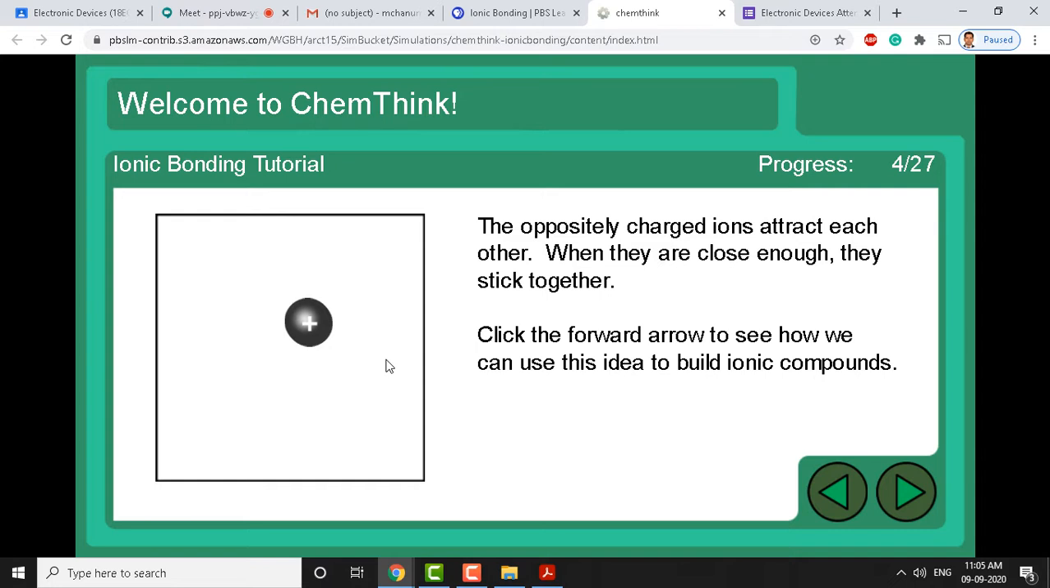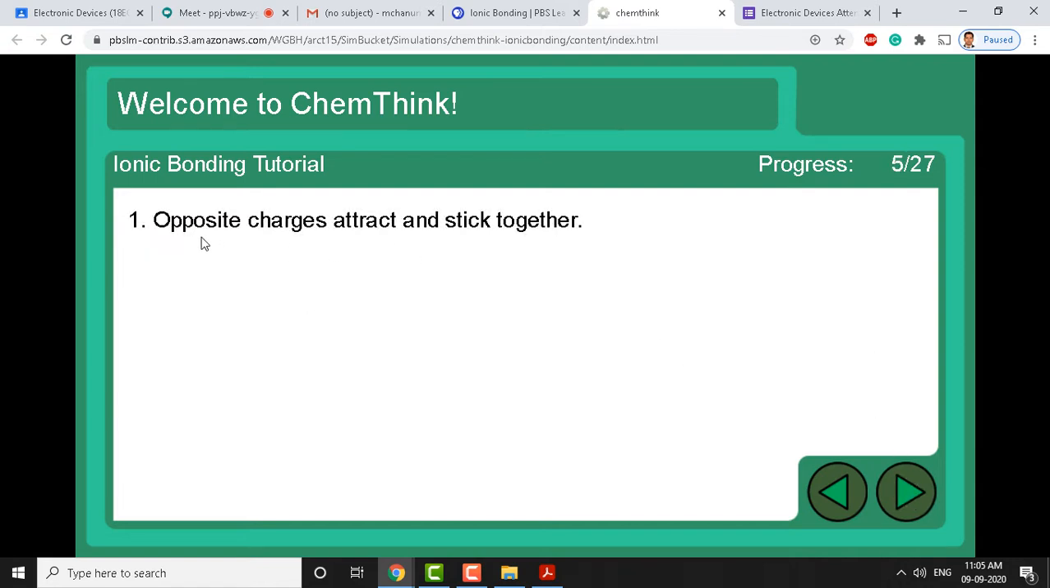The summary is as shown here. Oppositely charged ions attract each other when they are close enough. They stick together, as you are seeing here. And you can see how to build ionic compounds in the next part of the tutorial. Opposite charges attract or stick together. Like charges repel each other. We have seen that in the first slide.